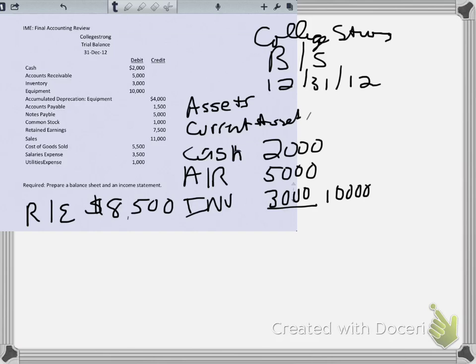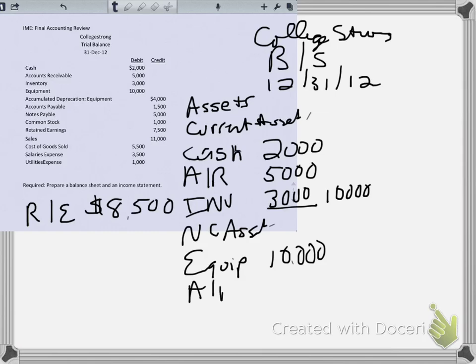Under there, we go ahead and we put on the non-current assets. In this case, we have equipment, and that equipment balance is $10,000. And we have accumulated depreciation, the wear and tear of this equipment, of $4,000. Up above, we added them. In this case, we can subtract them, and we get $6,000. That shows my total assets of $16,000.